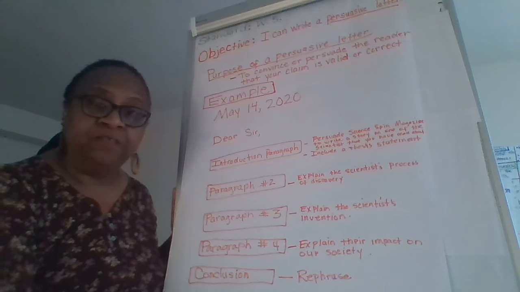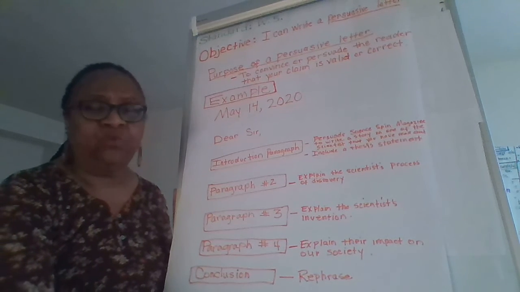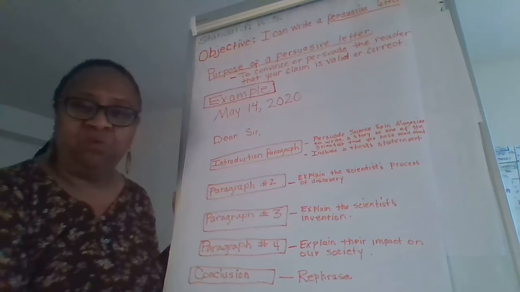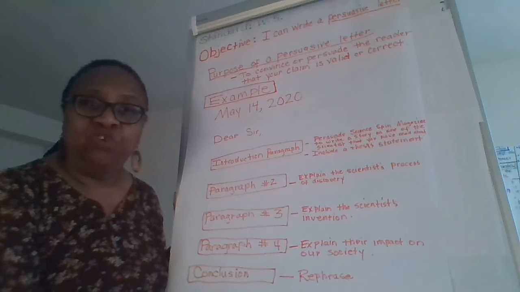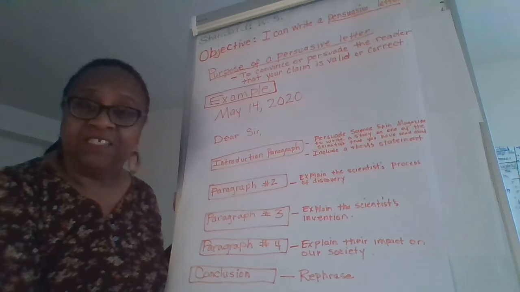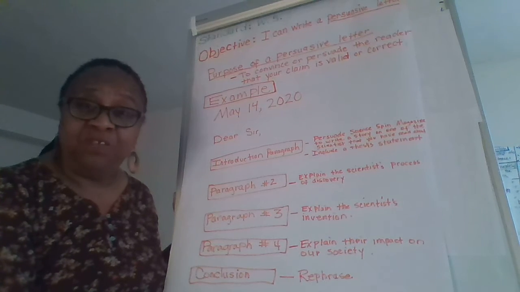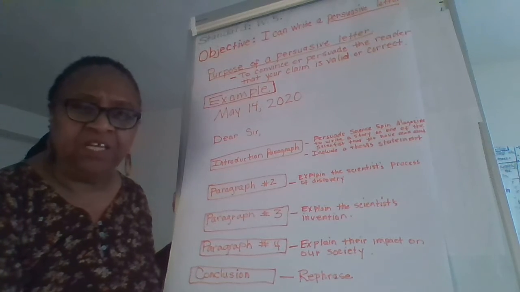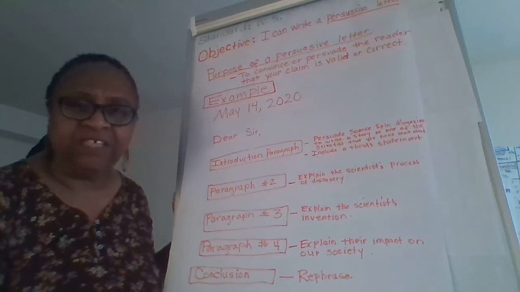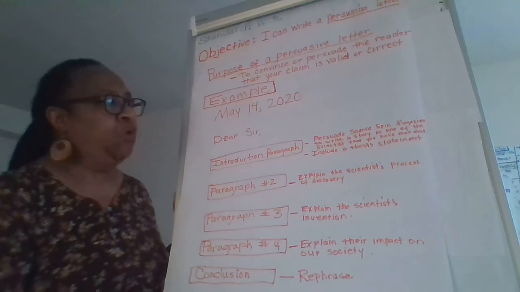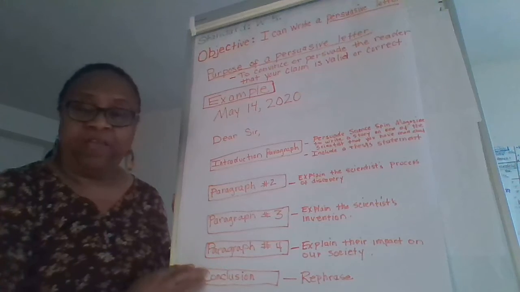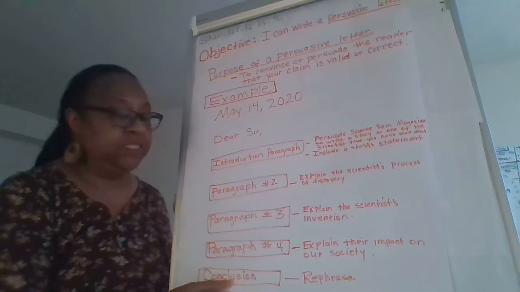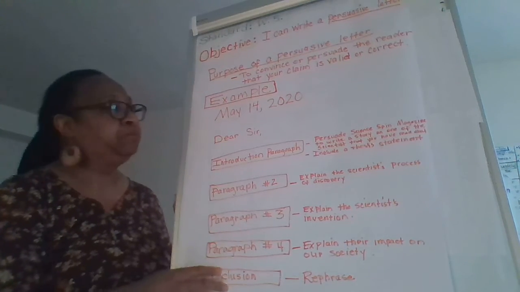Now, our persuasive letter for today is we're going to write a persuasive letter to the magazine company. We want to persuade the magazine company to write a story on one of the scientists that we have read about in our previous article that we read yesterday. So we want to persuade this magazine company that they should write a story about this scientist. Okay? All right. So here I have given you a format of what that letter should look like, and I'll go over the details of the different sections of the letter.